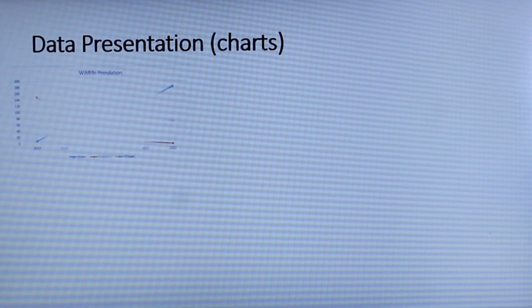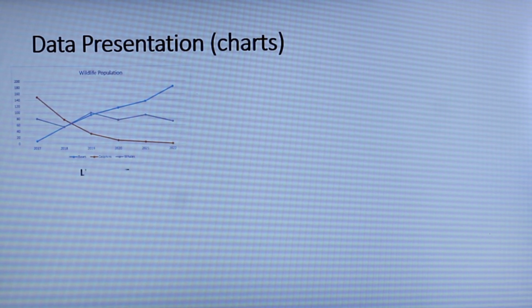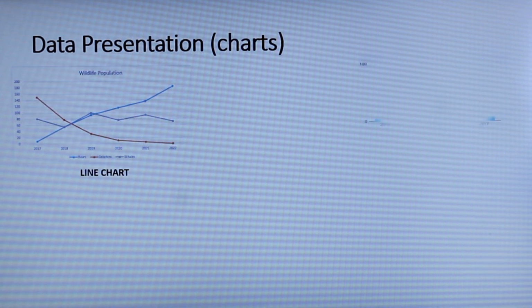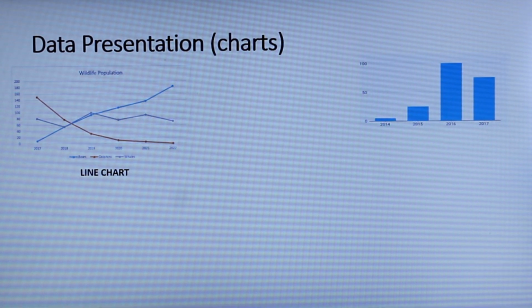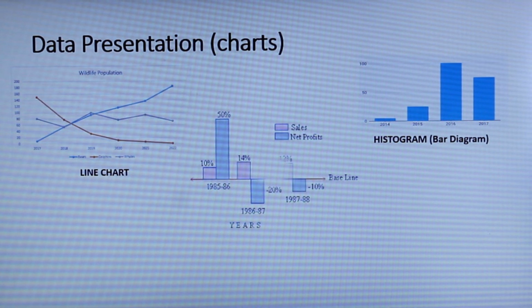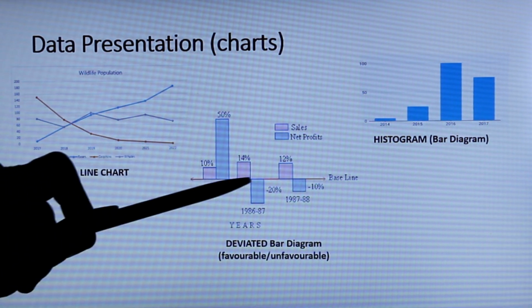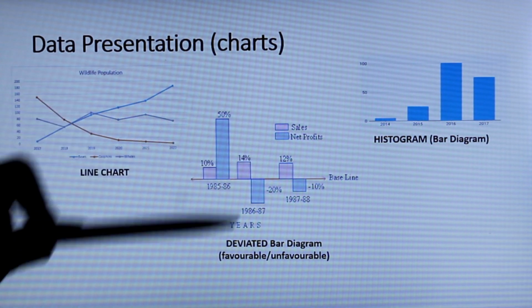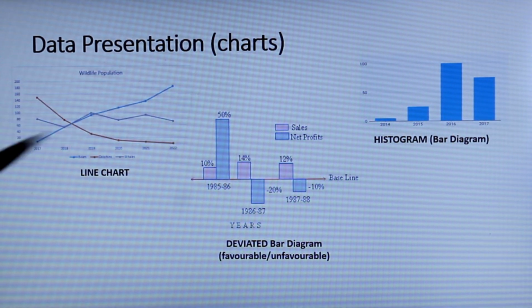Now these are the typical charts. This is a typical line diagram, a simple way of expressing the data, and that is a simple bar chart or histogram. And this is a deviation bar chart wherein favorable and unfavorable events are shown, like profit and loss, or probably recoveries and deaths.